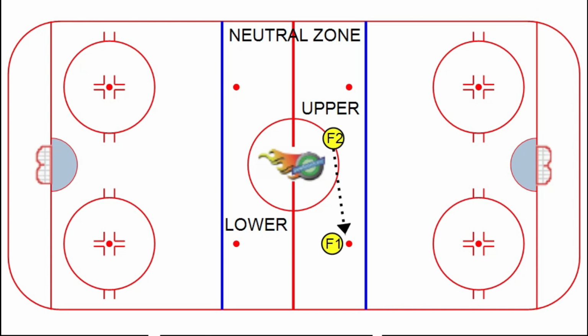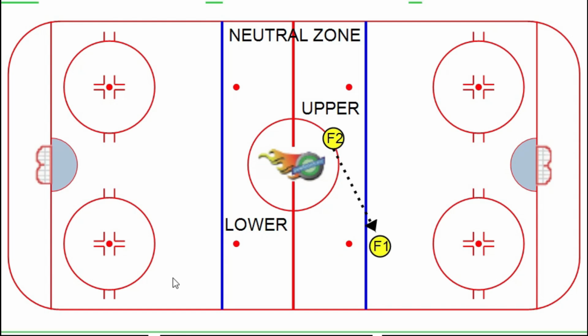because 9 times out of 10, when F2 passes to F1, as F1 approaches the blue line, F2 goes offside. What is offside? If F1 crosses the blue line before the pass, that's known as offside. A whistle will be blown by the linesman and the face-off will come outside on the red dot next to the blue line. It is important that the puck cross the blue line first before any players enter the attacking zone.